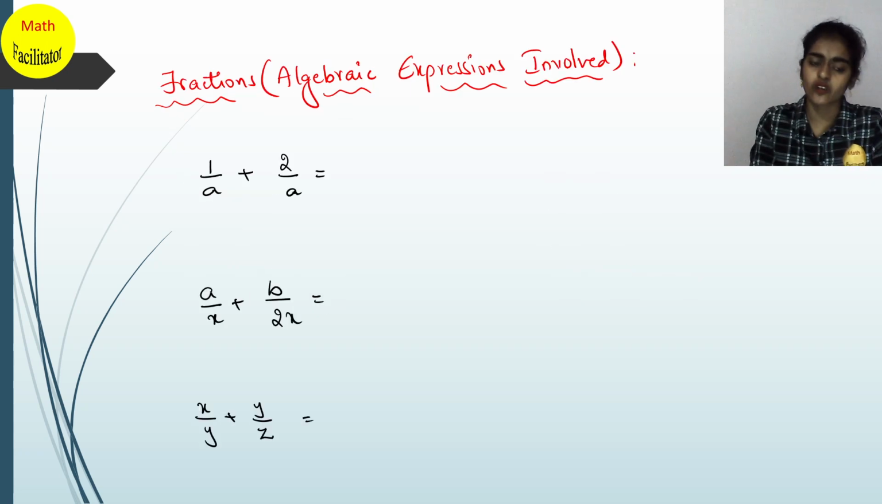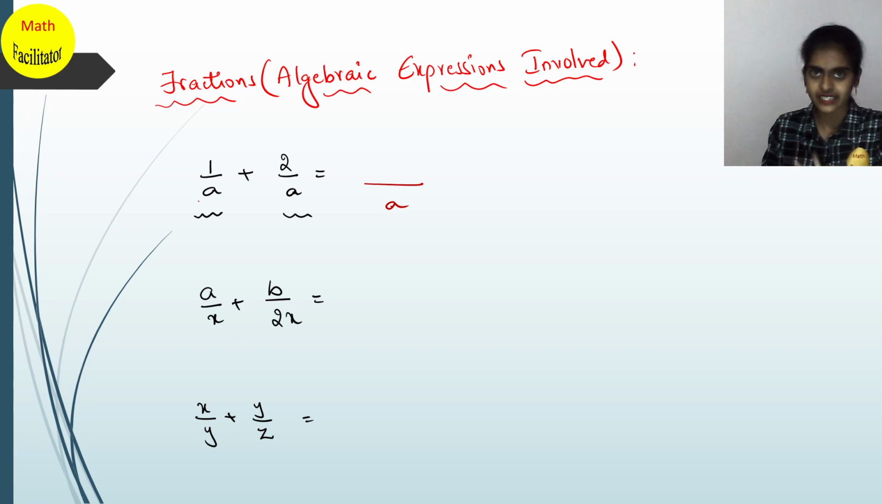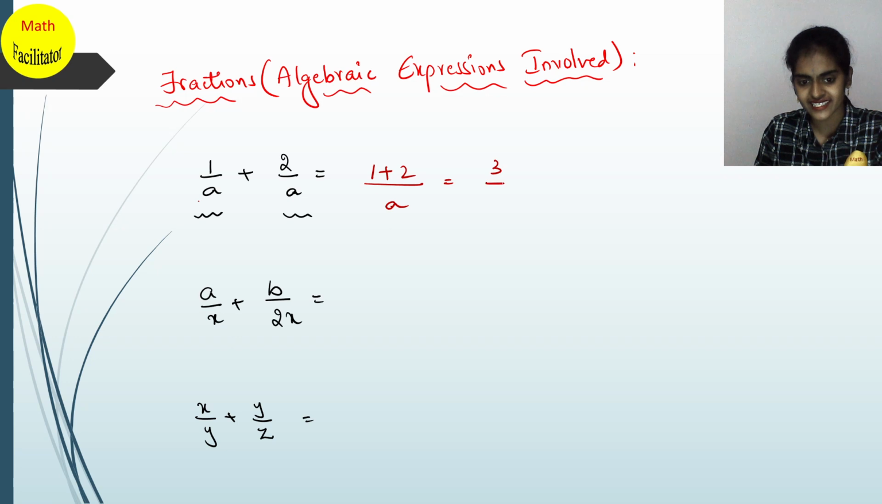Now the important concept is when algebraic expressions are involved, how do you solve? Now here you can see 1 by a and 2 by a. 1 by a and 2 by a are like fractions. The denominator is a, isn't it? They are like fractions. So whenever you have like fractions, what did I tell? Denominator you will write as it is, and numerator you will add. So 1 plus 2, so you will get 3 by a.